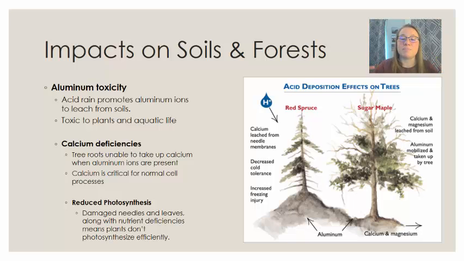And that means that the plants are going to uptake this aluminum through the roots. This is going to cause toxicity to those plants and to aquatic life. Calcium deficiency is a result of this aluminum toxicity because the trees are not able to uptake that calcium when these aluminum ions are present.